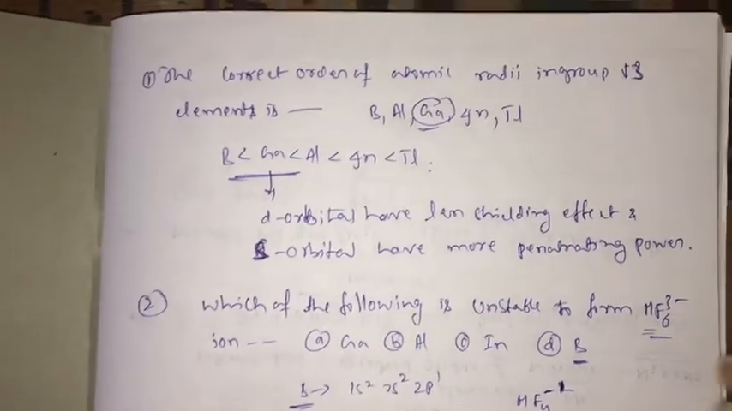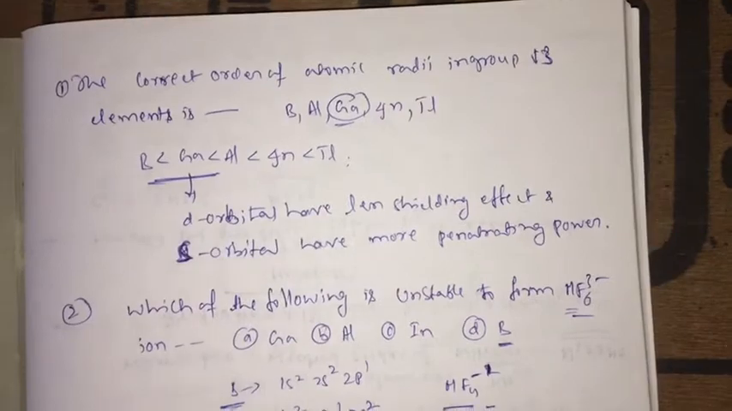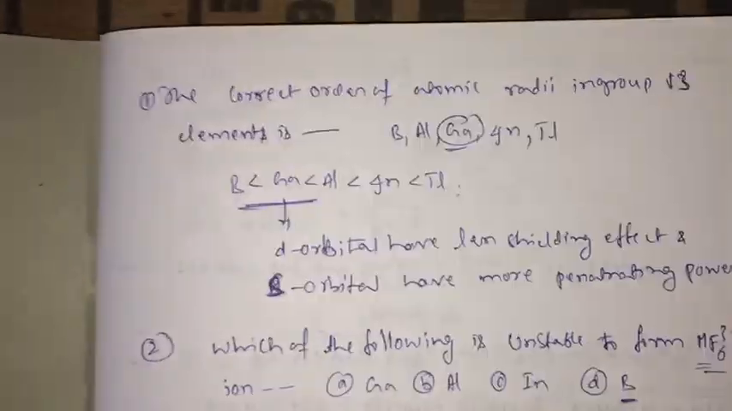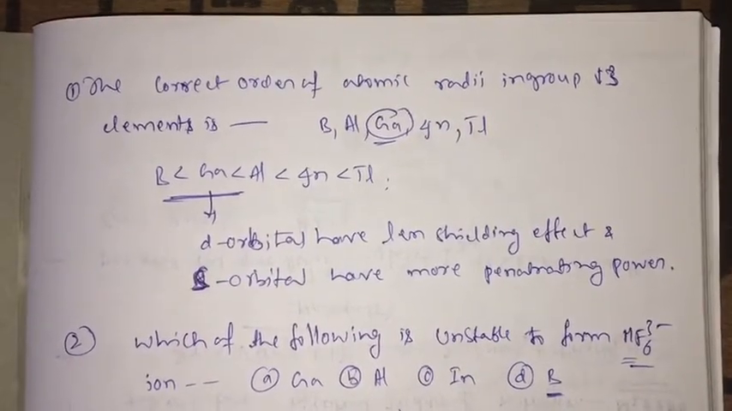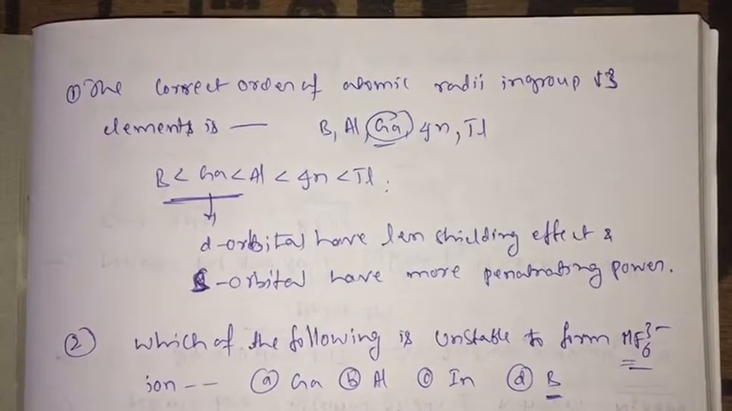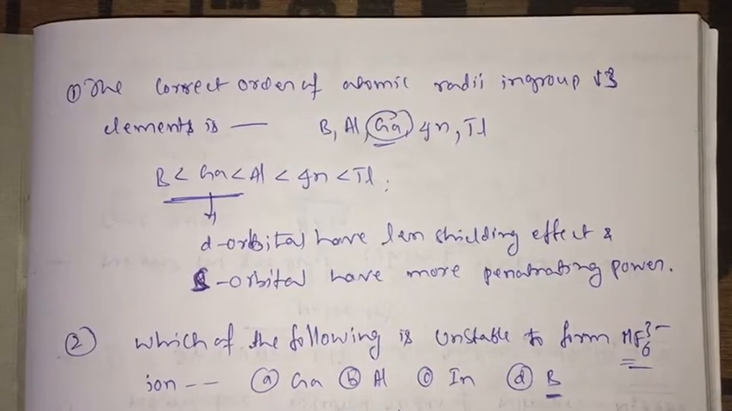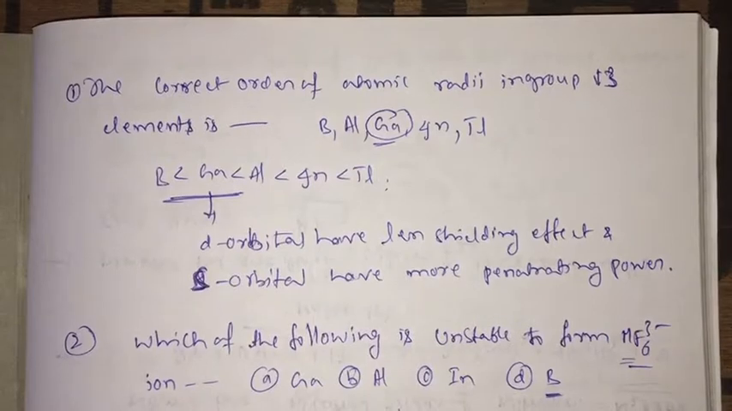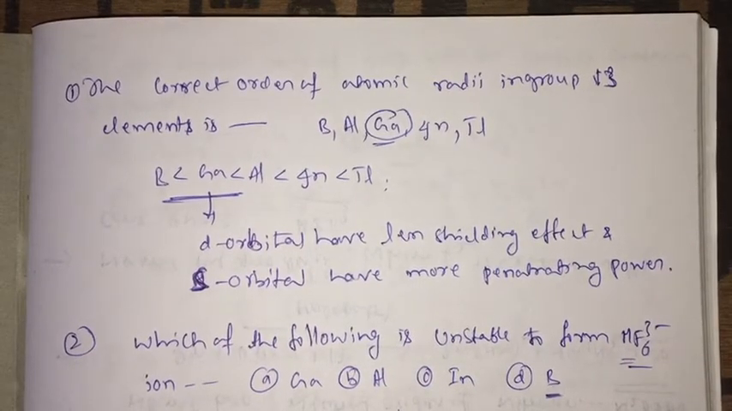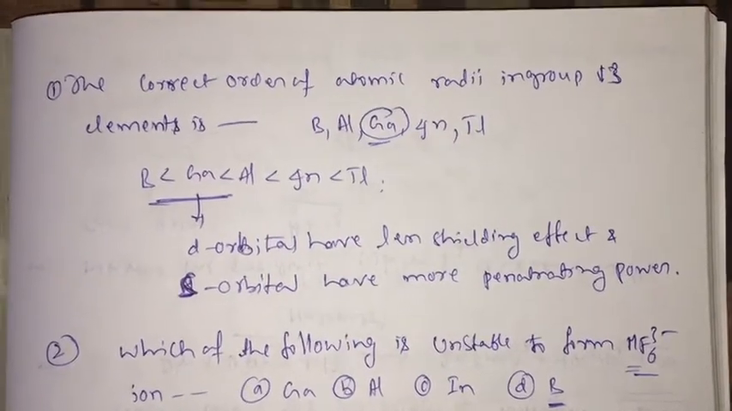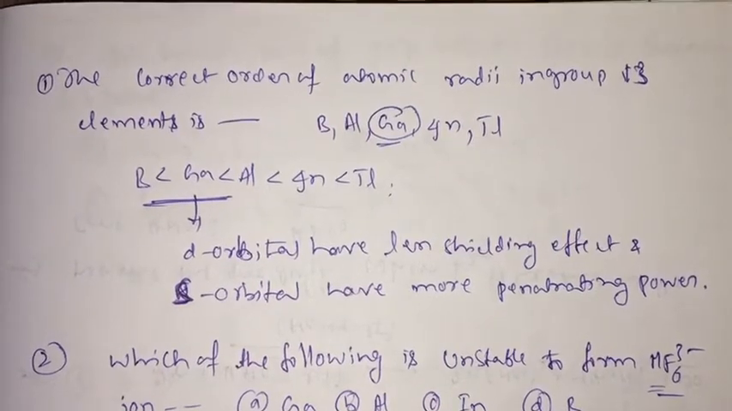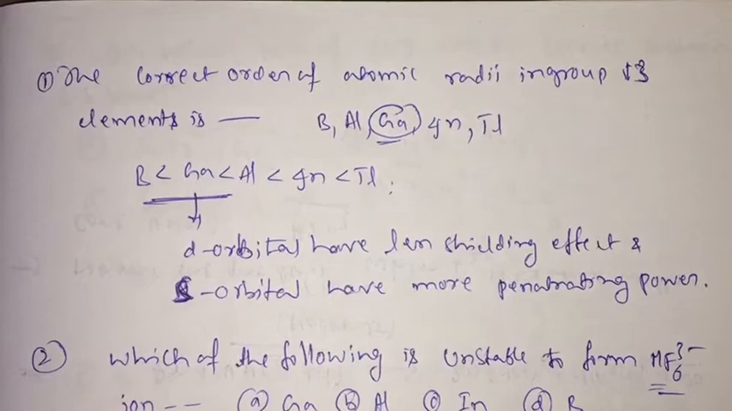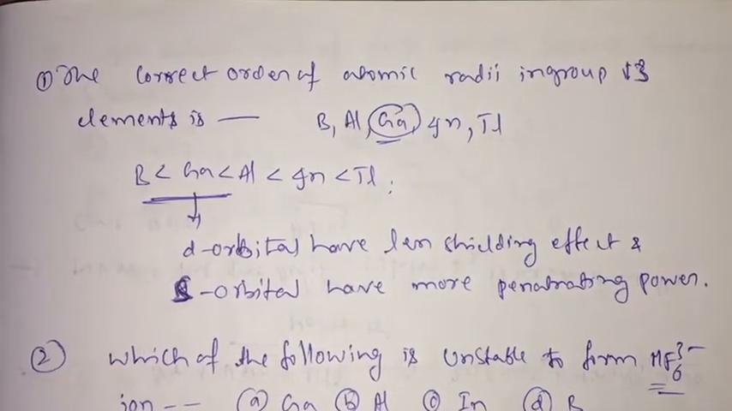See, the first question is the correct order of atomic radii. The correct order of atomic radii in group 13 elements is boron, aluminum, gallium, indium, thallium. In that case, boron is less than gallium, less than aluminum, less than indium, less than thallium. Why? Because d orbital has less shielding effect, so s orbital has more penetrating power. In the case of gallium, the electrons are entering the d orbital. So the shielding effect of the d orbital is less, and the s orbital is strongly attracted towards the nucleus.